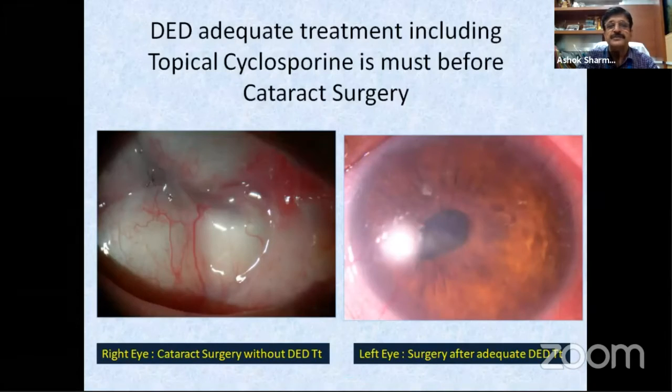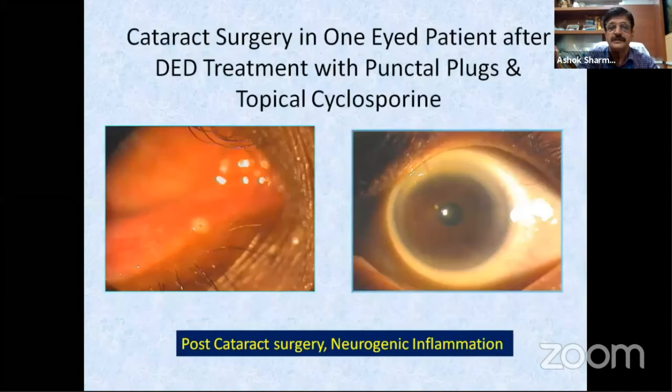In the end, I would like to emphasize that we need to treat dry eye effectively with all the modalities available, including cyclosporin, before we subject these patients to surgery. On the left side, we have a picture of an eye which was operated on without treating dry eye. The patient developed endophthalmitis and finally got cyclical. The other eye we treated effectively with all the modalities, including cyclosporin, and we had a good result.